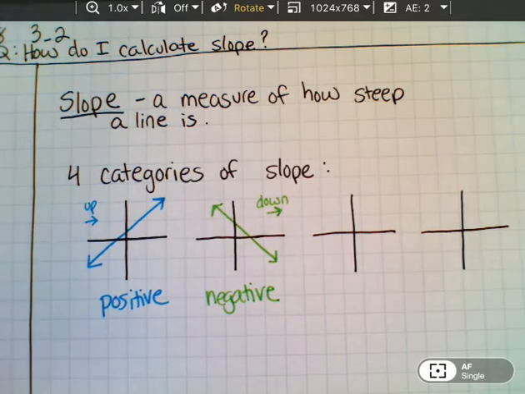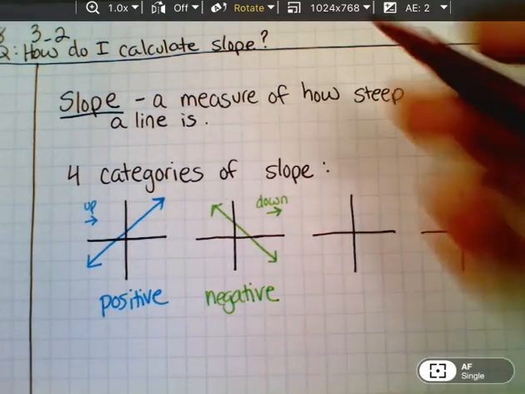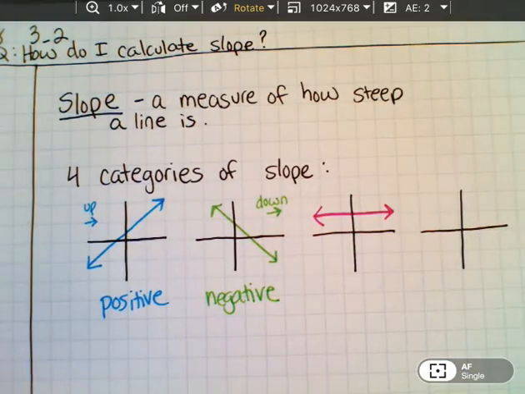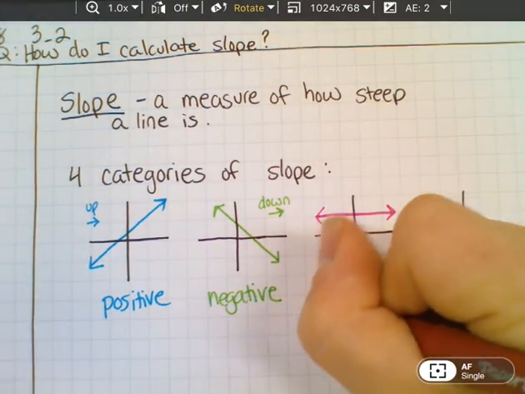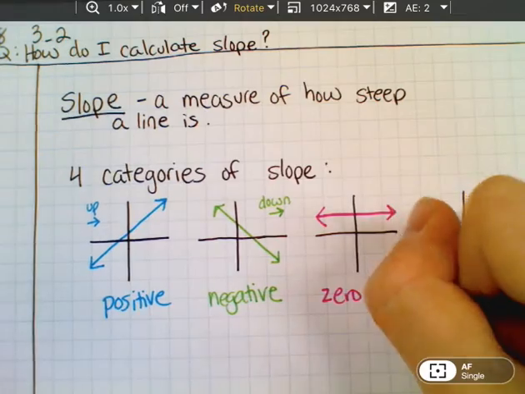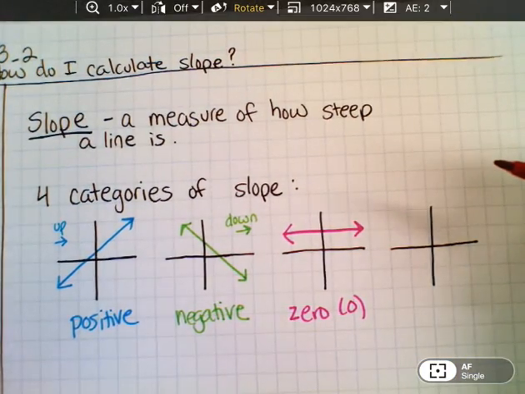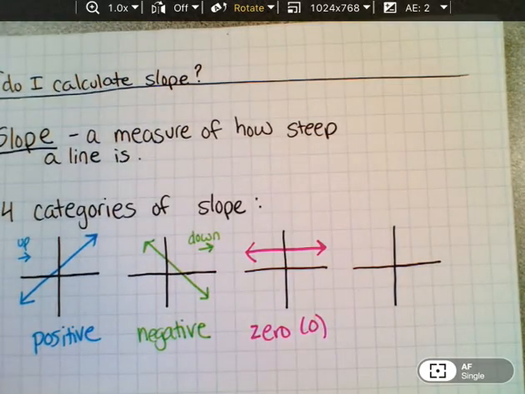Okay, so the next kind of slope is a horizontal line. This has a zero slope, a slope of 0. As we go to the right, it's not going up, it's not going down. So we call that a zero slope.